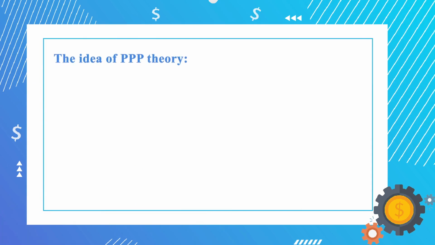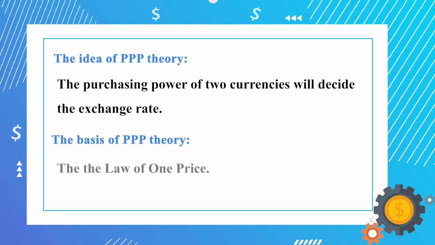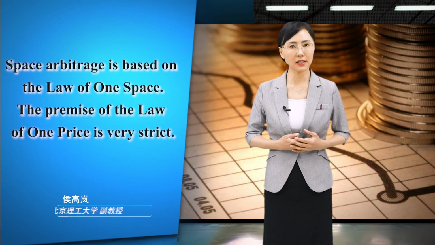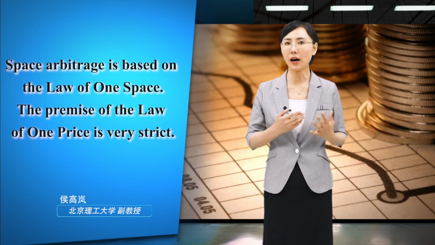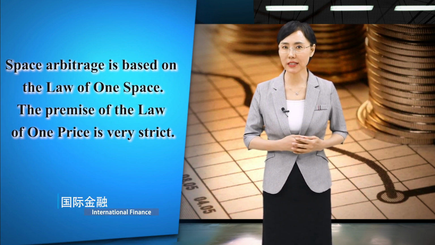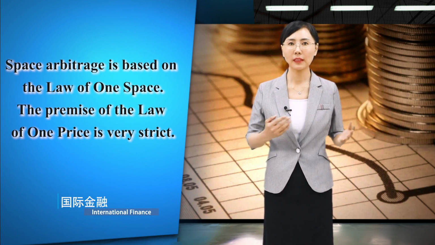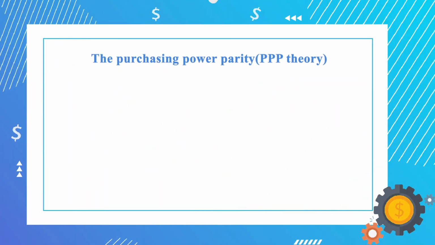The idea of PPP theory is that the purchasing power of two currencies will decide the exchange rate between the two currencies. The basis of PPP theory is the law of one price. After learning the space arbitrage, we know more about the theory of the law of one price and realized that it has a very strict limitation to hold. Now, let's move to another important theory, the purchasing power parity, or PPP theory.